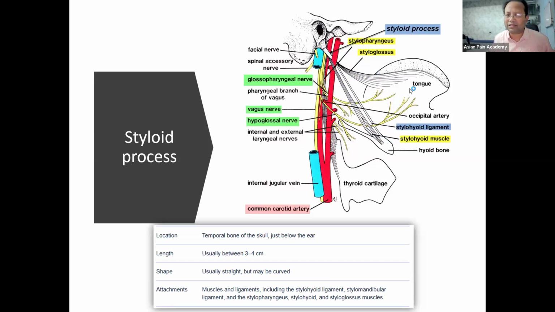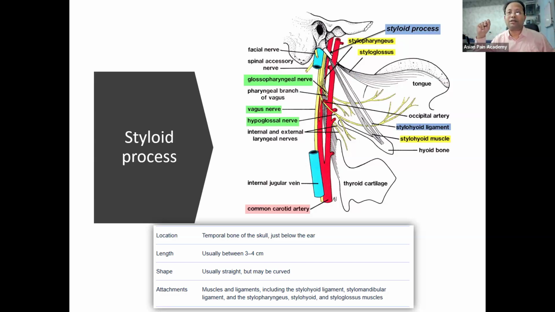So there are three muscles and actually two ligaments. One ligament is here, you can see this is the stylohyoid ligament. Of course, another ligament is the stylomandibular ligament. So these two ligaments are there, and three muscles are there. So these ligaments are important.